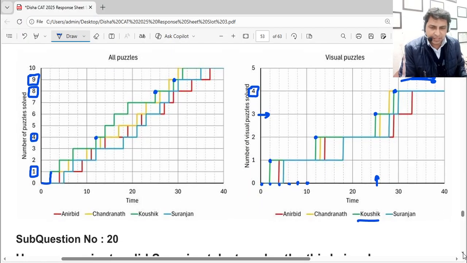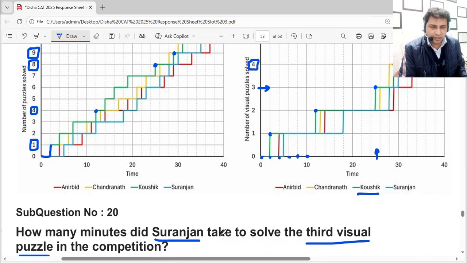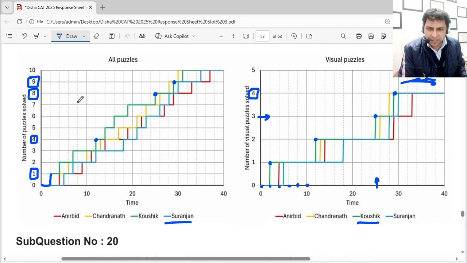Now the question says for Suranjan. How many minutes did Suranjan take to solve the third visual puzzle? That is puzzle number 8. Suranjan is in blue. So the 8th puzzle, the 7th puzzle, he was here.